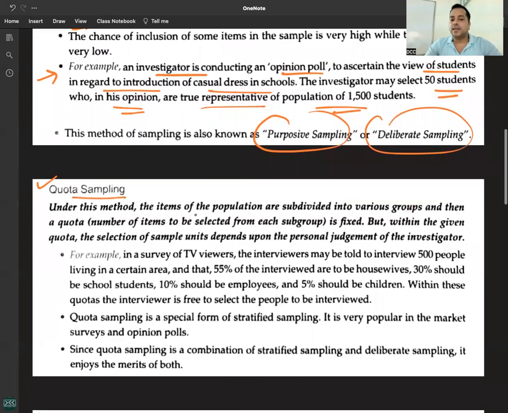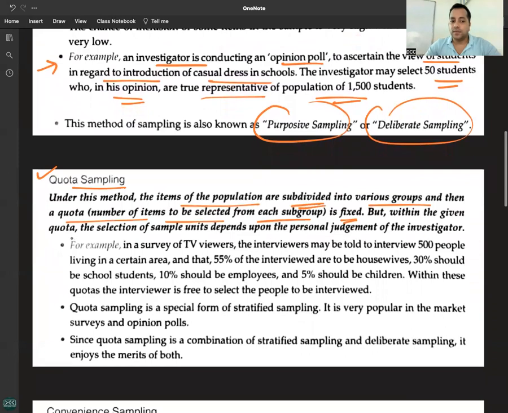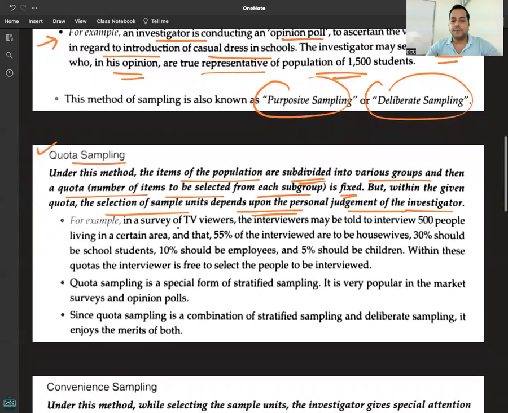Quota sampling. Under this method, the items of the population are subdivided into various groups, and then a quota or number of items to be selected from each subgroup is fixed. Groups are made, and from them the quota is identified. But within the given quota, the selection of sample units depends upon the personal judgment of the investigator. For example, in a survey of TV viewers, interviewers may be told to interview 500 people living in a certain area, and that 55% of those interviewed are to be housewives, 30% should be school students, 10% should be employees. So you have fixed the quota, like 50% housewives, 20% students, whatever. You have defined the quotas.